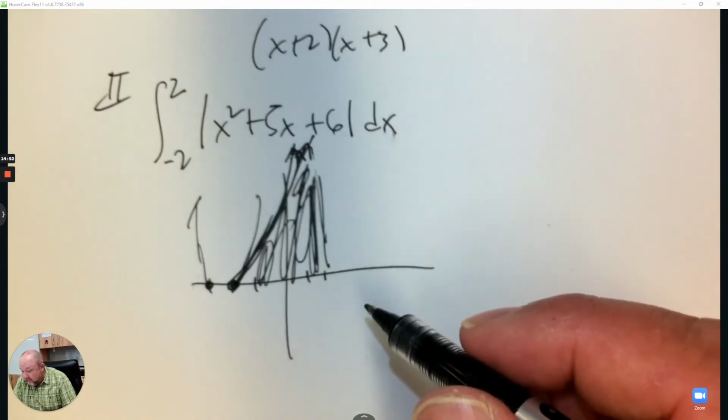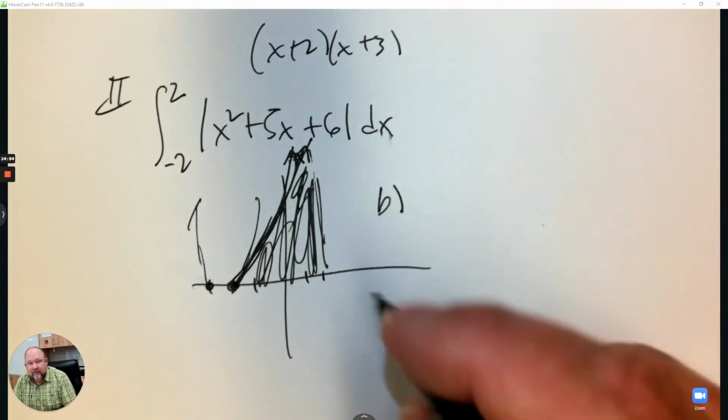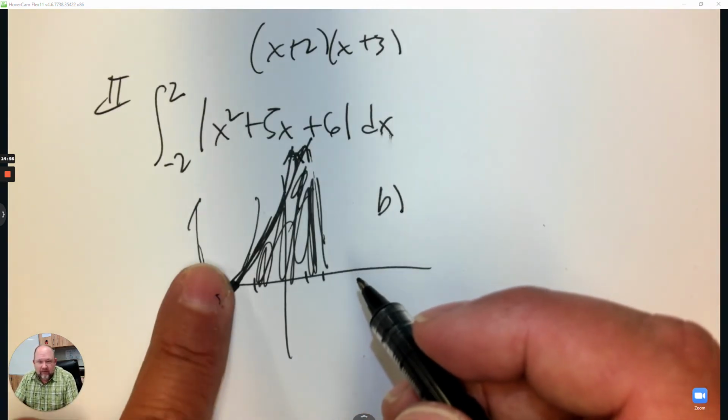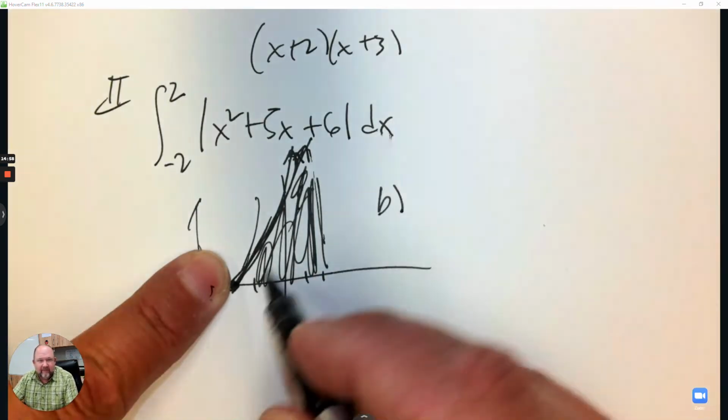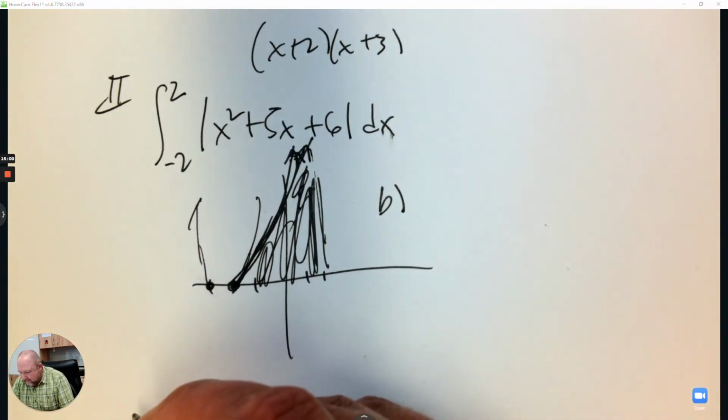Absolute value is not even necessary, right, because the part that's below is not even a part of the integration. So it's not even necessary here. So 2 and B match.